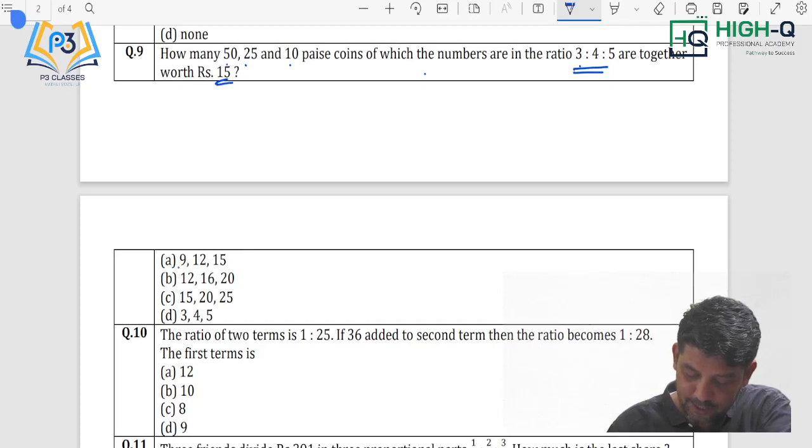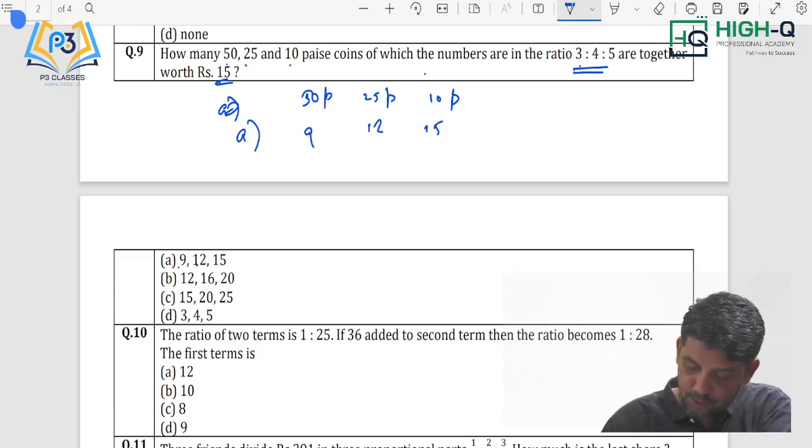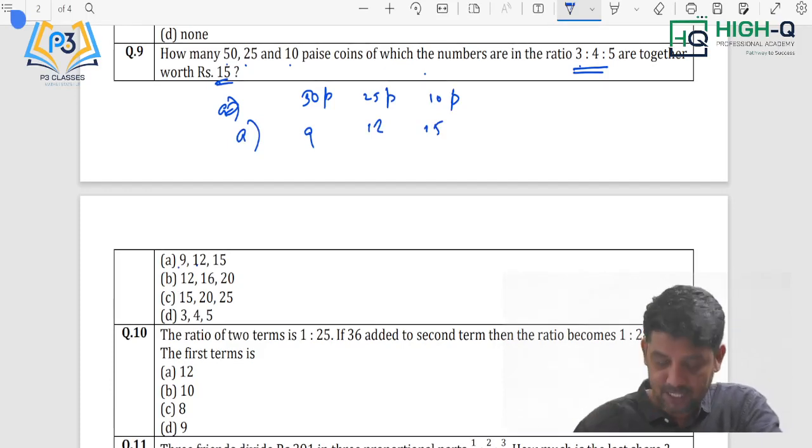Option A, 3:4:5. Sir, first condition satisfied, sir. What is the second condition? Total amount should be 15. How to check the total amount, my dear? See, there are 3 types of coin: 50 paise coin, 25 paise coin and 10 paise coin. What is option A? 9, 12, 15. So 3 is to 4 is to 5. First condition satisfied. Second condition is total amount should be 15.